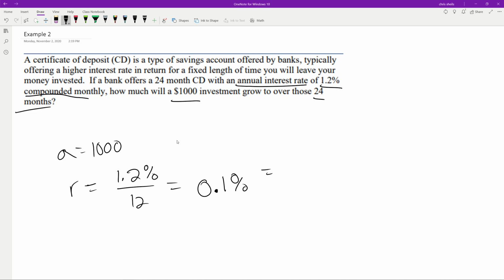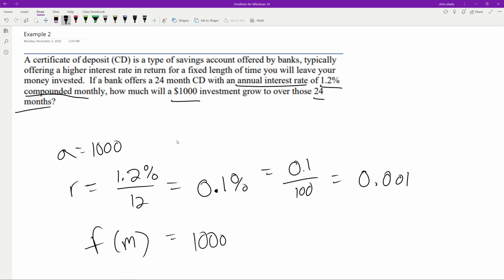And 0.1% as a decimal is 0.1 divided by 100. This is 0.001. So if I write this exponential function, it would be in the form of f of m for money, or maybe m for month rather, right? This is a function of the number of months, is equal to what? 1,000, this is our initial investment, times 1 plus 0.001 to the m power.